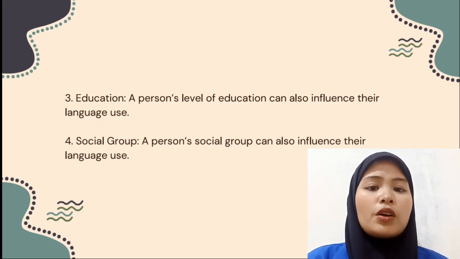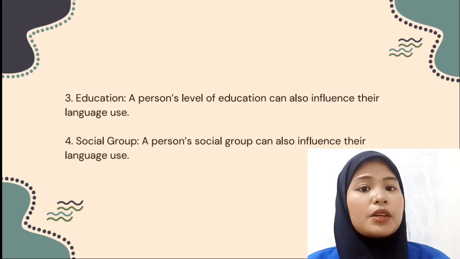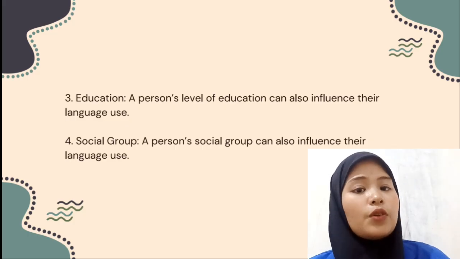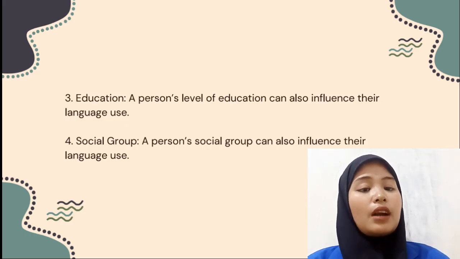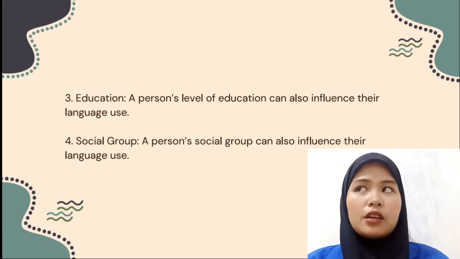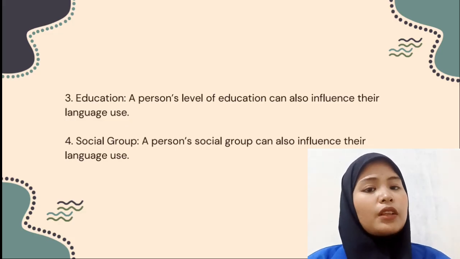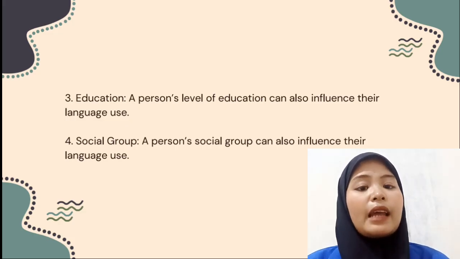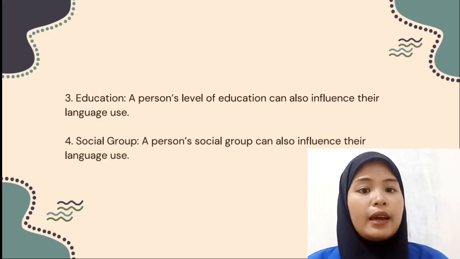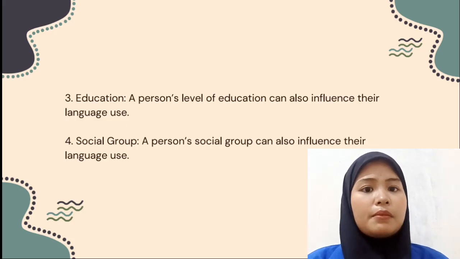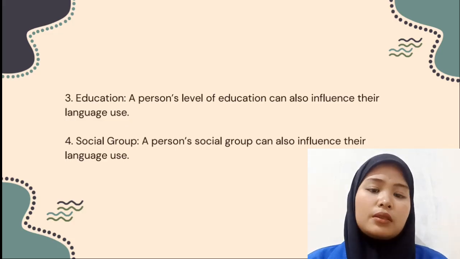And the last is the social group. A person's social group can influence their language use in several ways. The first is group-specific language. A social group can have a unique language or dialect used by its members, such as slang or jargon.